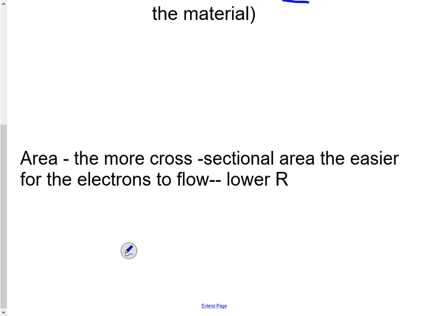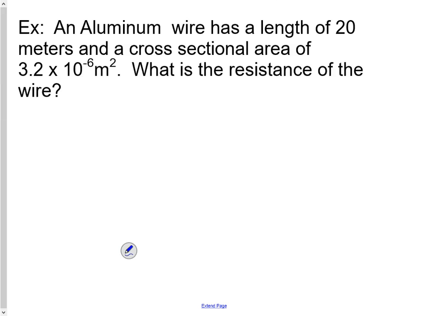Now, the area, which is on the bottom: the more cross-sectional area, the easier it is for the electrons to flow through, which is going to give you a lower R. I want you to picture the tubes, the play place at McDonald's. You know how if the tubes are really, really wide, it's easy to crawl through? Same thing with electrons. So the more cross-sectional area, the easier it is for the electrons to go through, and the lower the resistance. So let's try our first problem.